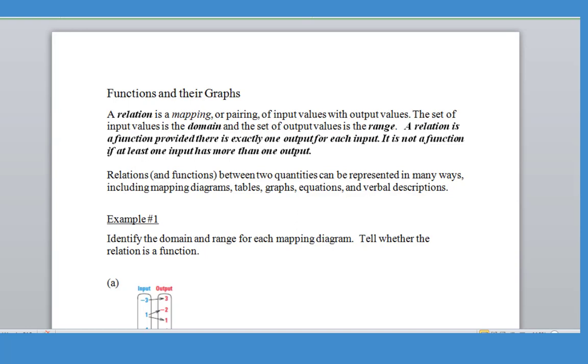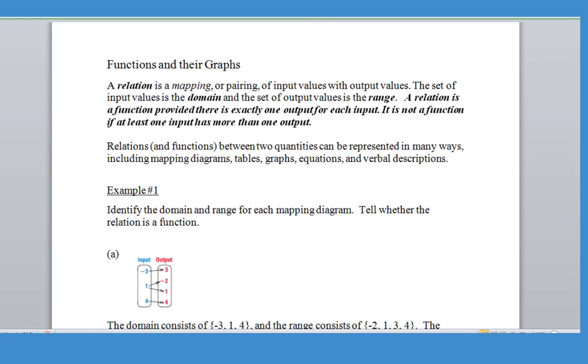And most of the time, the terminology is simply stated in the directions and asked in the question. So be sure to pay real close attention. Even though there's not a lot of problem solving going on here, there's lots of very important information. So as we look, whenever you have a relation, you can represent a relation in a number of different ways. One of the ways is through a mapping of diagrams. We can have tables, graphs, equations, and verbal descriptions.